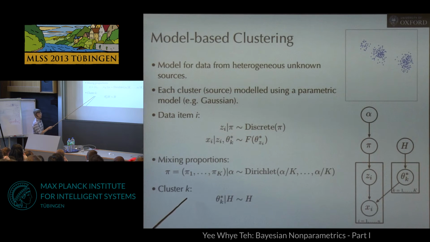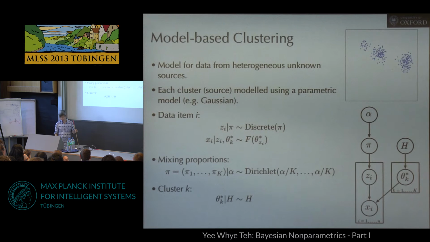And then for each cluster k, we also need to introduce a prior over the parameters of that cluster. Let's say that that prior is just going to be some prior H. So we can place, for example, a Gaussian prior over the mean of each Gaussian, and maybe some inverse Wishart prior over the covariance matrix of the Gaussian.